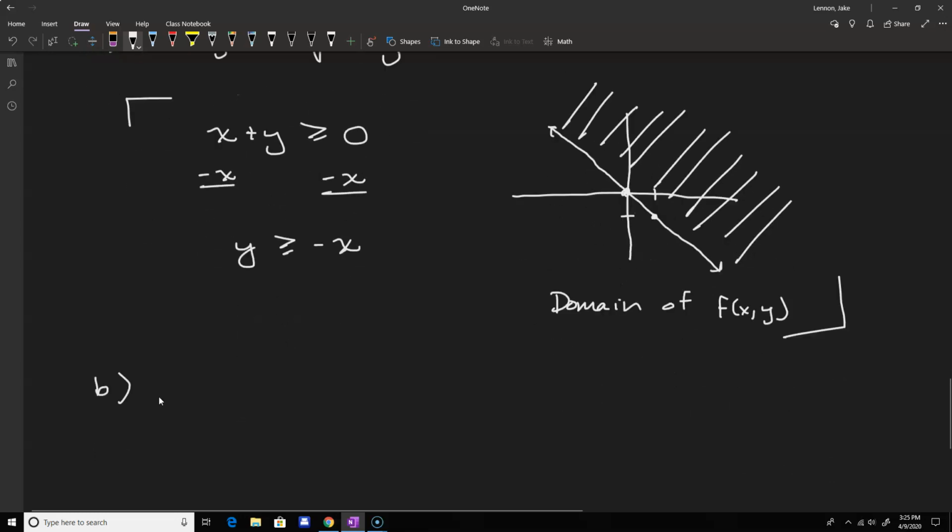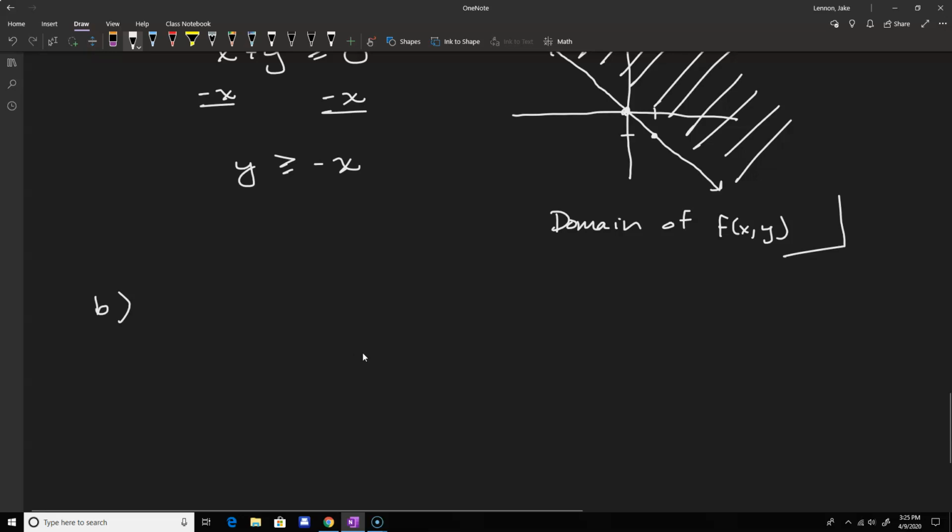So let's go ahead and do another one. B. Let's look at g of x, y equals x times the natural log of y.